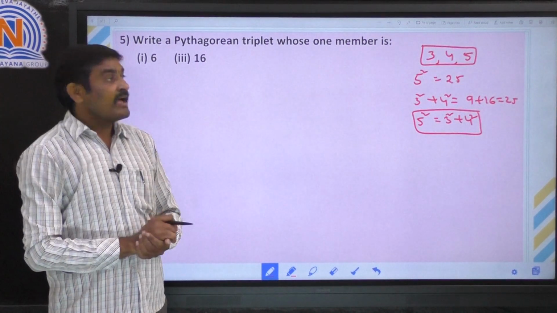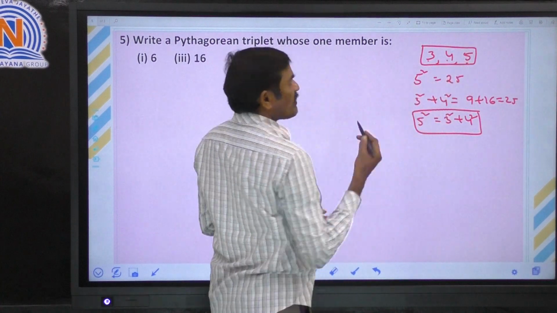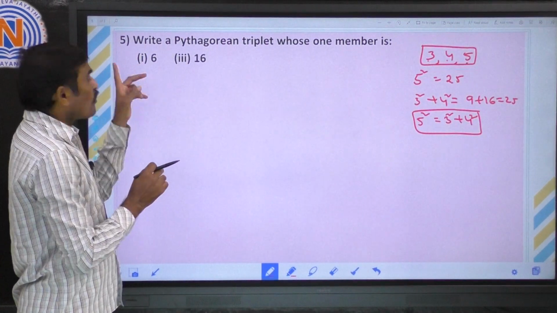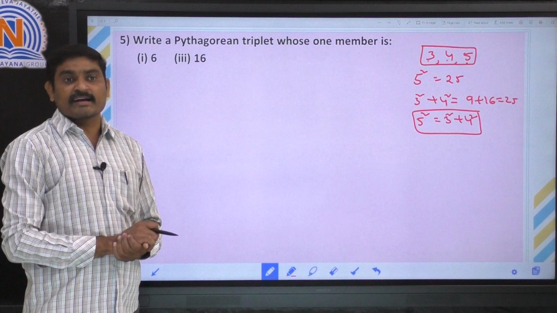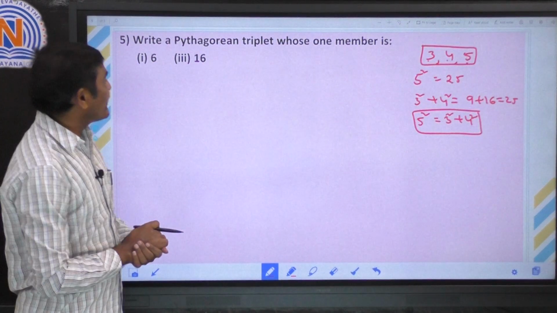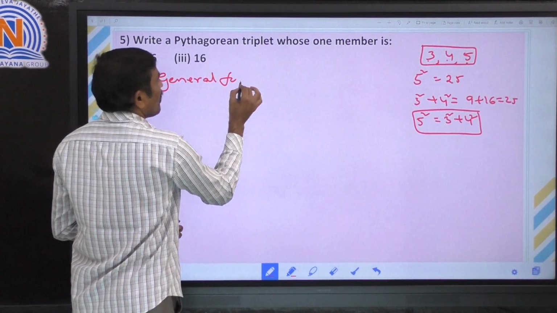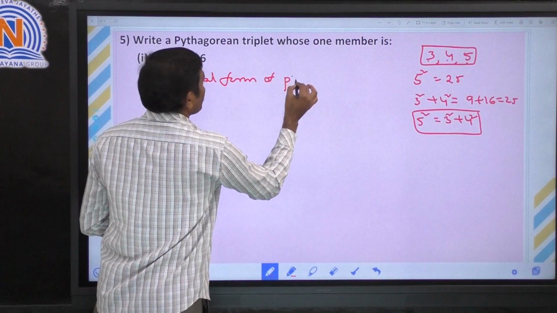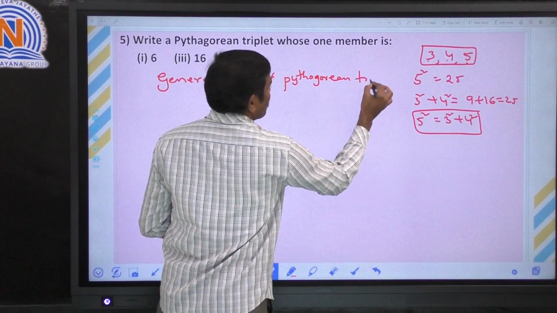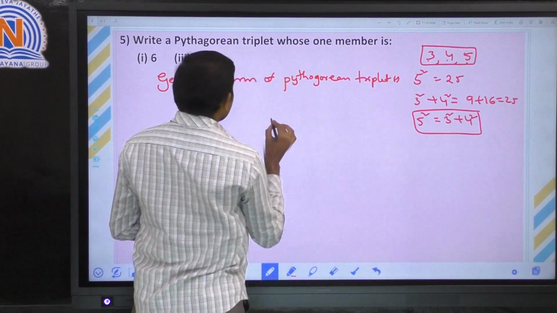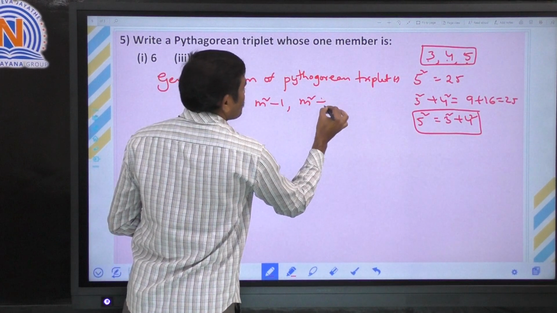Now in our question, among these three numbers 3, 4, 5, each is a member. But in our question only one member is given. We need to find the remaining two numbers in the Pythagorean triplet. The general form of the Pythagorean triplet is 2m, m square minus 1, m square plus 1.